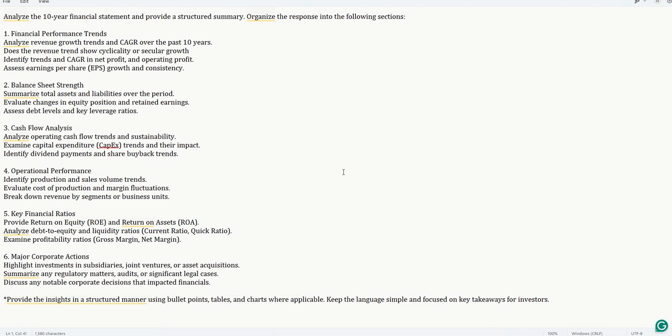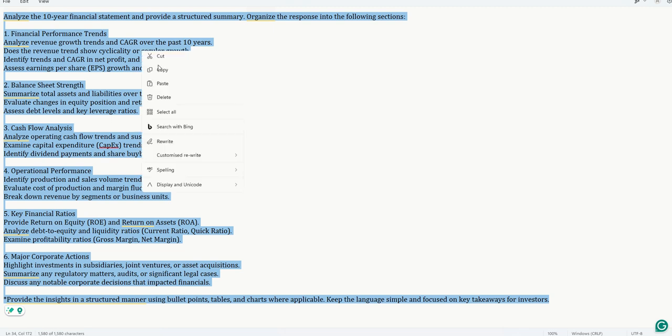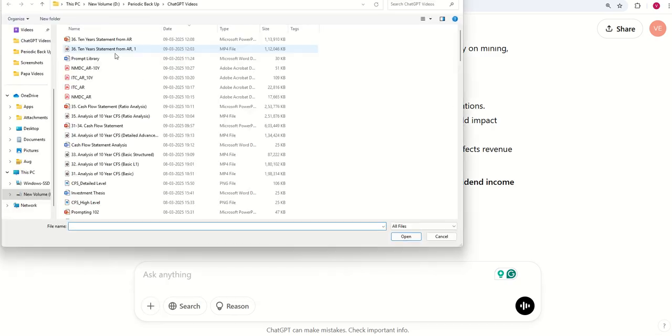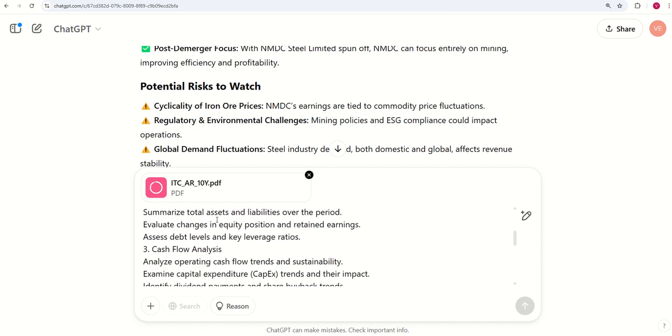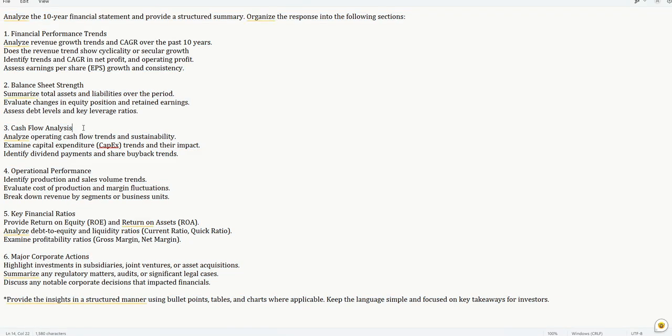Okay, so I'll close this and try one structured prompt, which I don't think we should be going for because each company has a different way of representation. This prompt will fit for ITC. So I'll again upload the ITC 10-year summary, and I'll put the structured prompt. You will get a slightly different summary, because here I'm expecting some financial ratios, like whatever numbers are there.